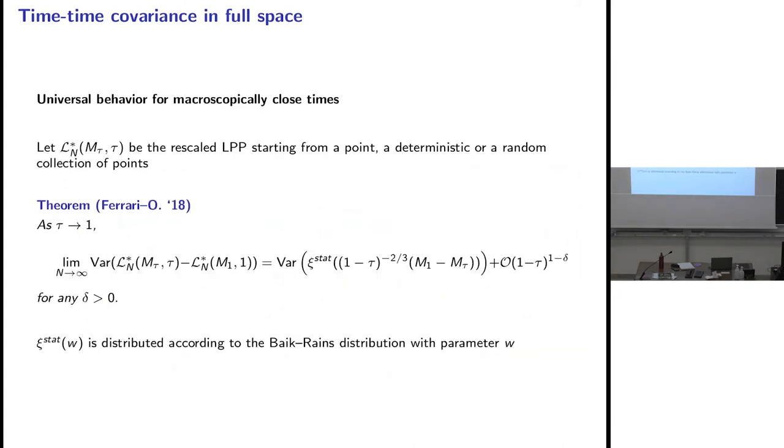Okay, so motivated by this experiment and the conjecture by Ferrari and Spohn, in full space we obtain results regarding the universal behavior of the two-time covariance for macroscopically close times, so for tau going to one.